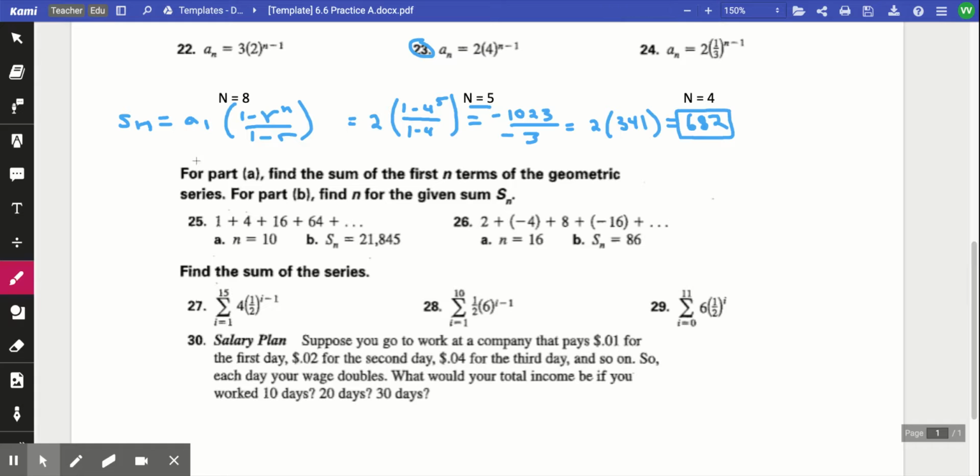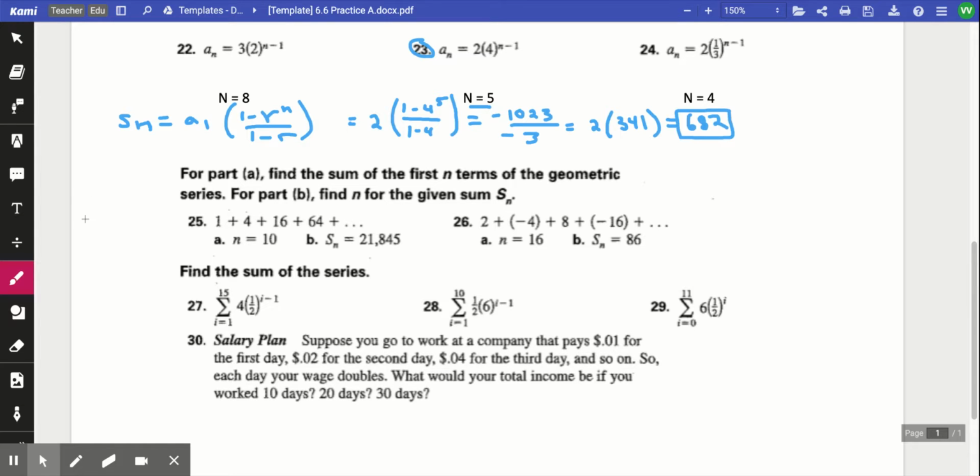Now it's saying find the sum of the first n terms of the geometric series. And then for part B, is the first time we looked at this, you're actually given the partial sum, and then you have to kind of work backwards. So let's do the exact same thing we did for 23, and we'll do it for 25. The only thing we're going to change is n is going to be 10, right? And our A1 and our common ratio is going to be different.